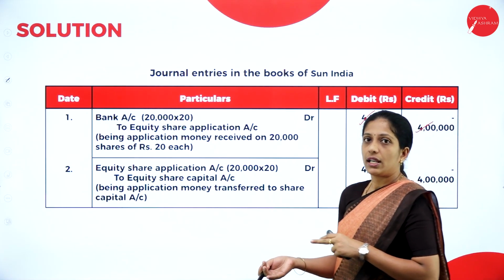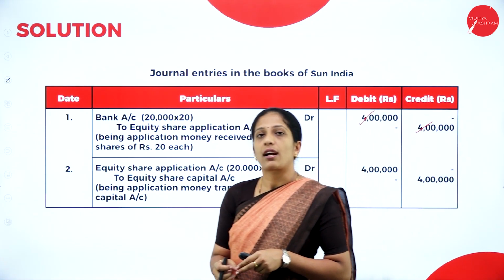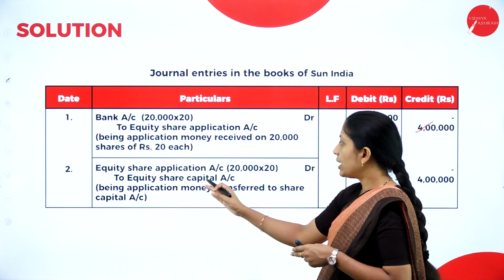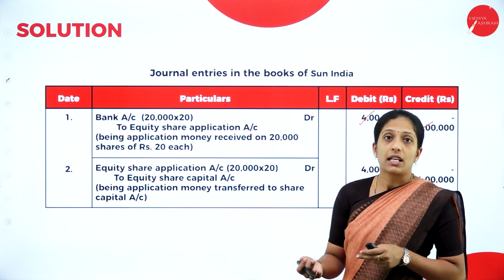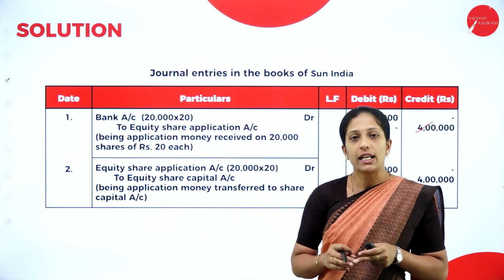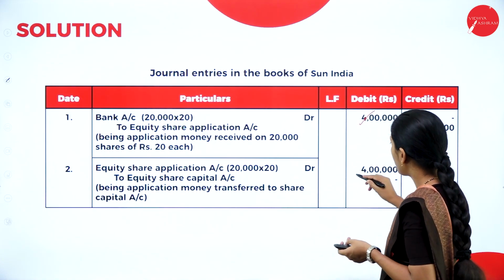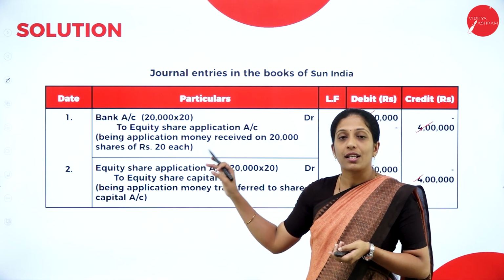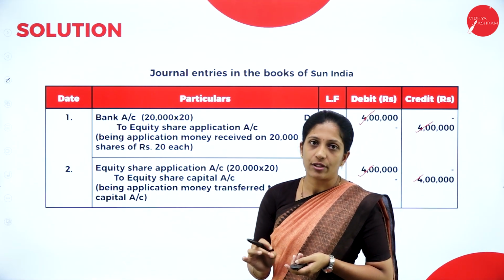Next, your transfer entry: equity share application account debit to equity share capital account. So what would be the narration? Being application money transferred to equity share capital account with the same amount, that is 4 lakh. So hope you are clear about these 2 entries. These 2 entries are on the application stage.